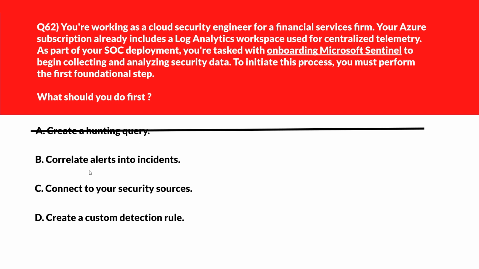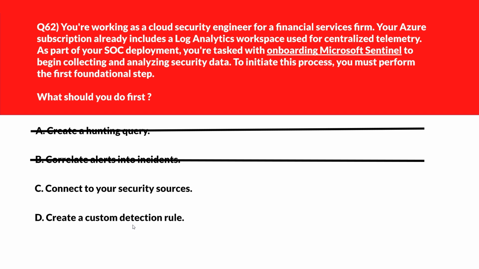B says correlate alerts into incidents. Correlating alerts into incidents depends on existing alerts, which can't be generated until data sources are connected. Wrong answer. We'll move to option C. C says connect to your security sources. Connecting to your security sources enables Microsoft Sentinel to ingest logs and telemetry, forming the basis for all analytics. Let's keep it. We'll move to option D.